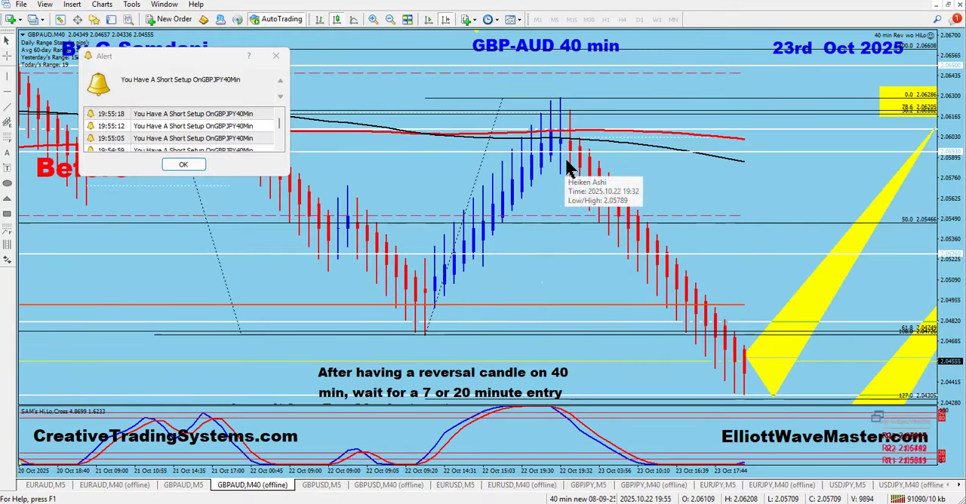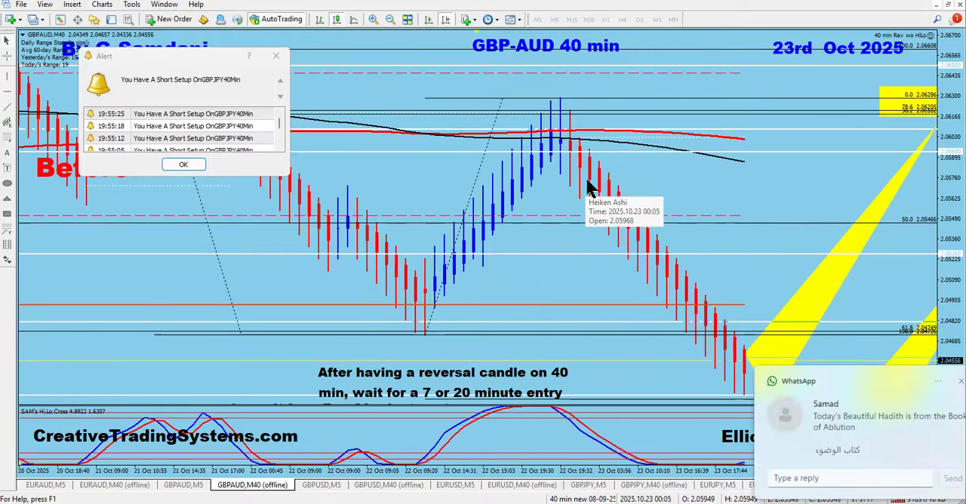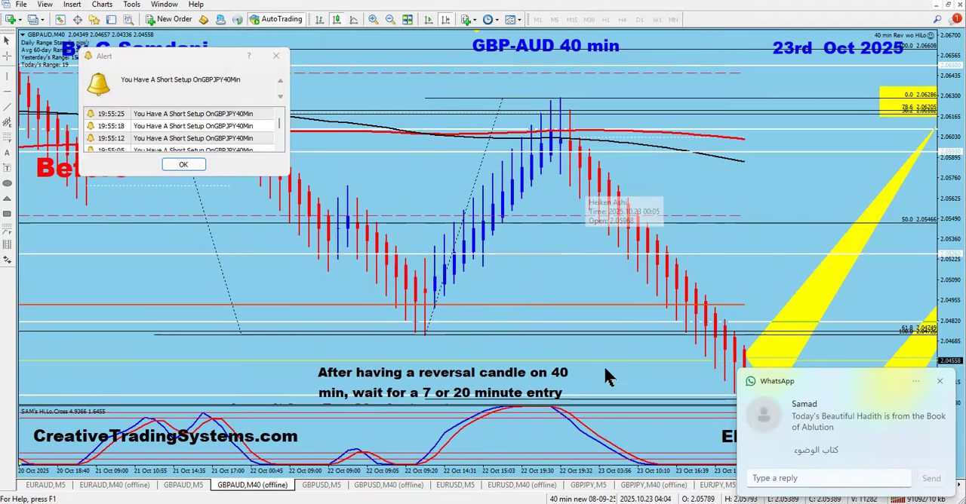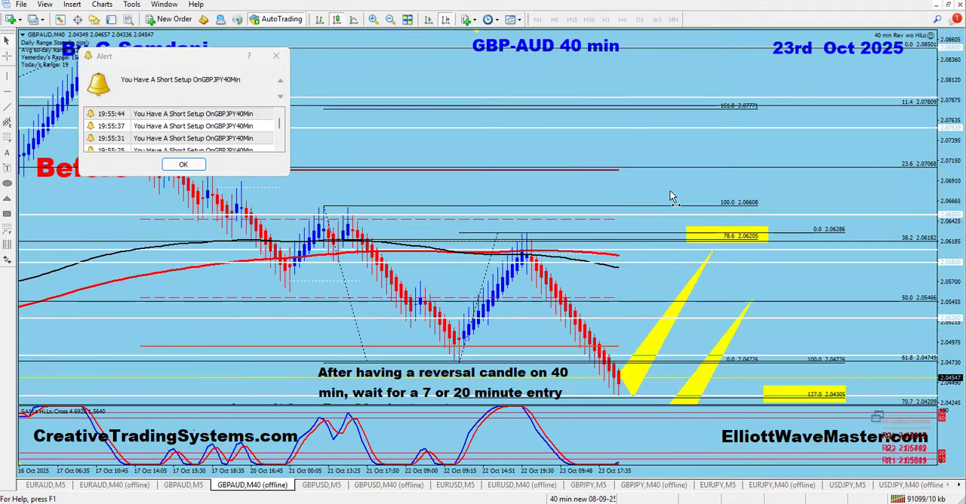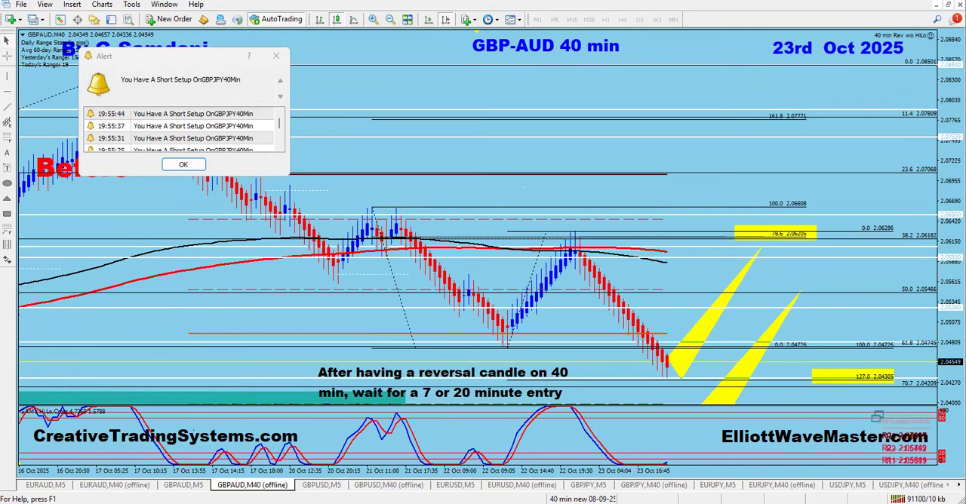Similarly here, right? It starts to drop, and then it gives me the entry here, and let me show you the entry and then all the way down here. You can see that it came down, the extension, exactly 127. That's the same thing I was expecting in pound USD and euro USD. I'll show you the charts later.